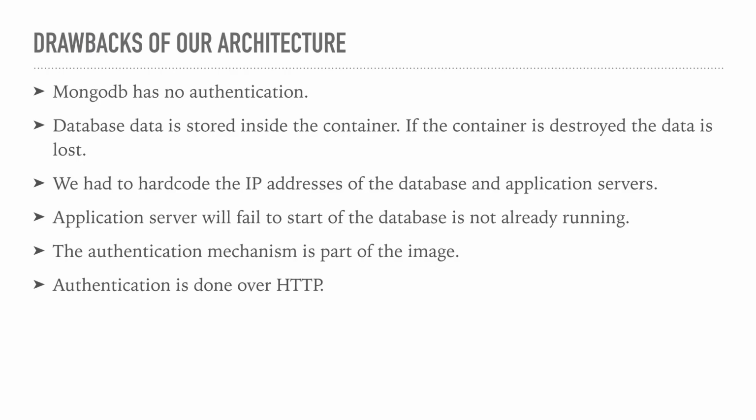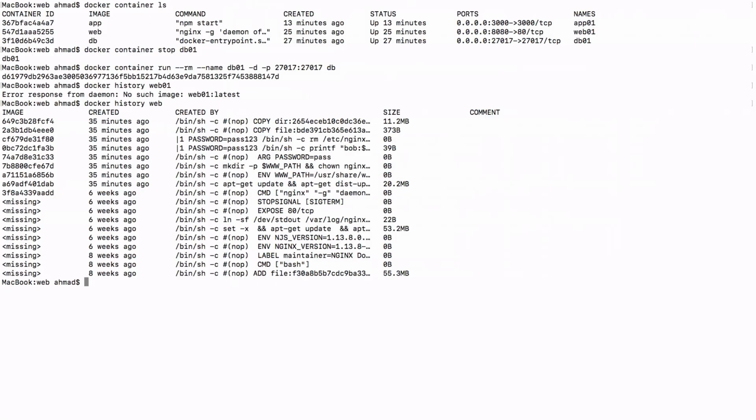In this particular section, we are going to address just two of those drawbacks, which are the second and the fifth. So let's get to our terminal, clear the screen. Now, the second drawback stated that the database data is stored within the container. Docker has a method of letting you store the data of the container outside the container, or on the Docker host itself. This is called volumes.